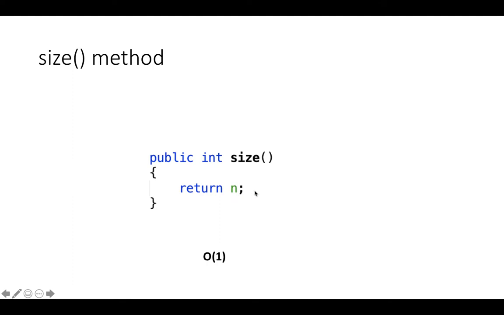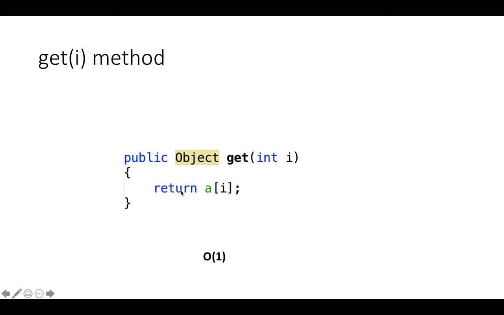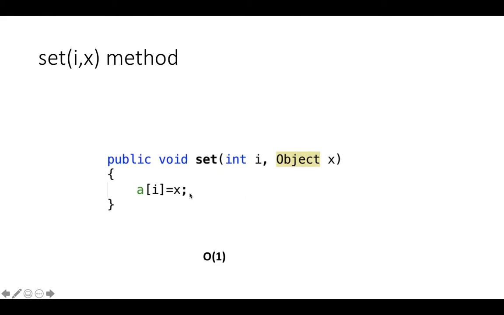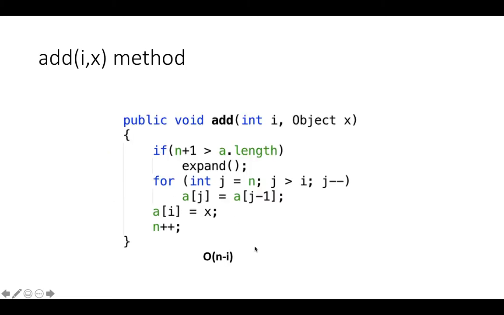The size operation is a very fast operation. It only needs one statement, so it's big O of 1. The get operation is also big O of 1, we only need one statement. The set is also fast, it's big O of 1. But the add operation, we need n minus i operations. Why? Because we need to shift all the elements from i to n. So we need to shift n minus i elements. We need to create a loop from n to i. So that's why we need so many operations, big O of n minus i.